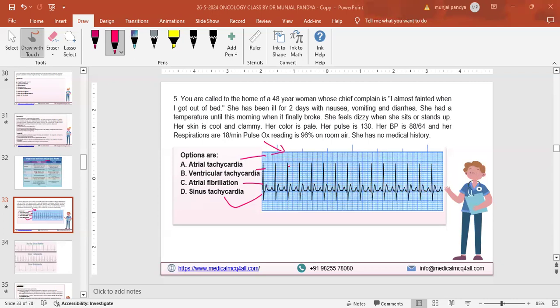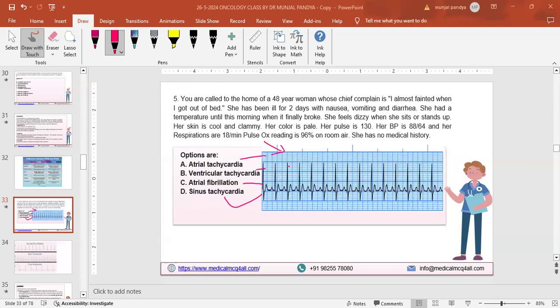150. How did you get the 150? Tell me. I want to understand the logic. There must be some mathematics, a calculation, a formula. The formula is 300 divided by the number of big blocks between two RR intervals.